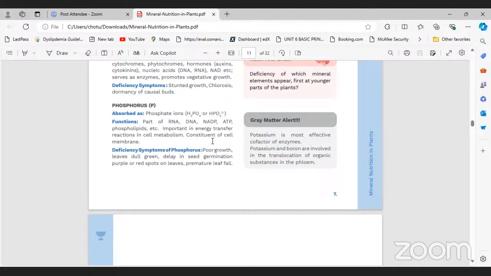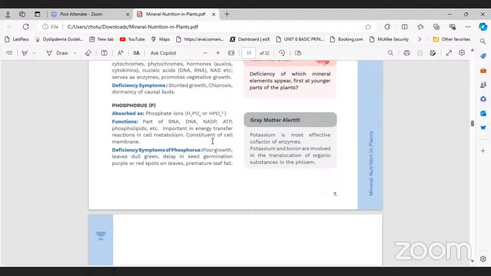The roles of the coenzymes NAD and NADP and ATP in processes like photosynthesis and respiration are well known. This is important.